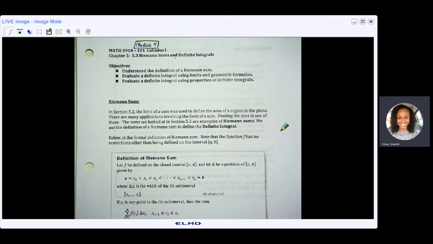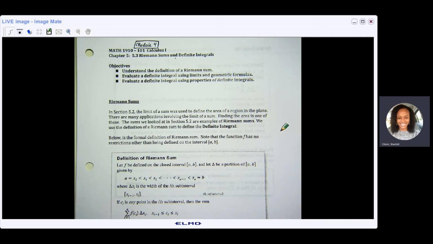All right, so we looked at some summations, a few limit summations in 5.2. We didn't call them specifically Riemann sums, but that's what they were. So we have a definition here for Riemann sums, which then gives us the ability to define the integral, the definite integral.